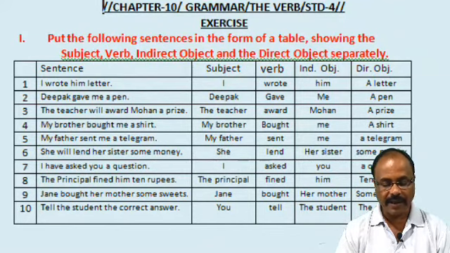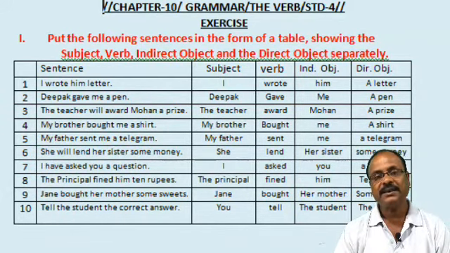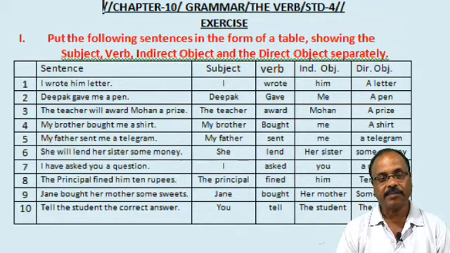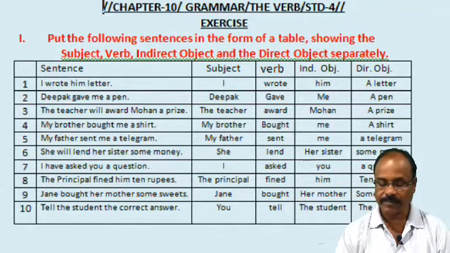Question number 4. My brother bought me a shirt. My brother is the subject, bought is the verb, me is the indirect object, a shirt is the direct object. Then question number 5. My father sent me a telegram. Subject, my father. Sent is the verb. Me is the indirect object. And a telegram is the direct object.